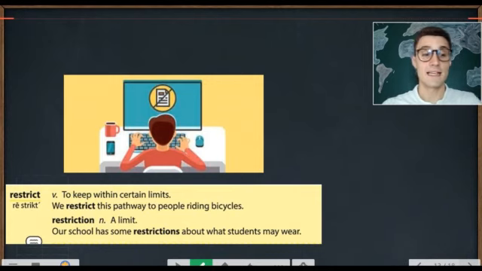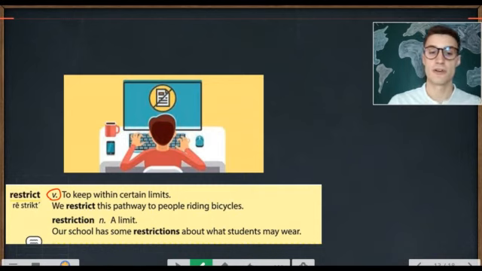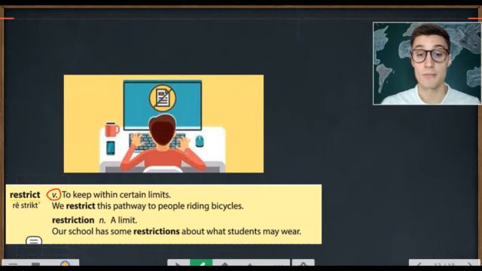The next word is restrict. To restrict is to keep within certain limits. We restrict this pathway to people riding bicycles. So the pathway is for people riding bicycles.